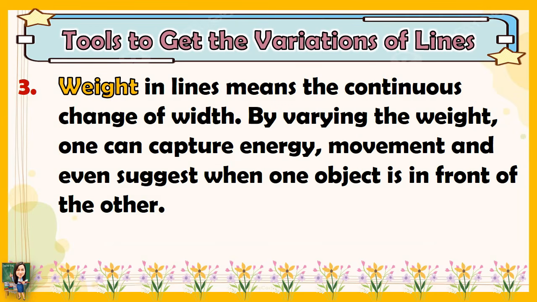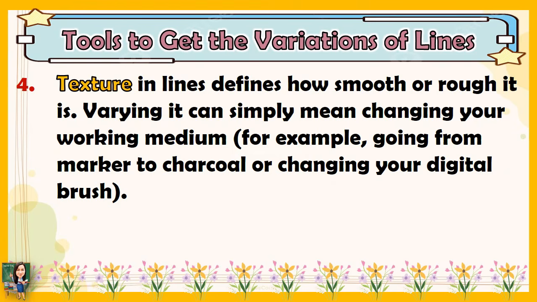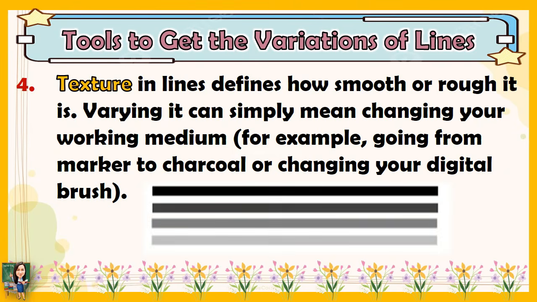Number 3, weight in lines means the continuous change of width. By varying the weight, one can capture energy, movement, and even suggest when one object is in front of the other. Number 4, texture in lines defines how smooth or rough it is. Varying it can simply mean changing your working medium, for example, going from marker to charcoal or changing your digital brush.